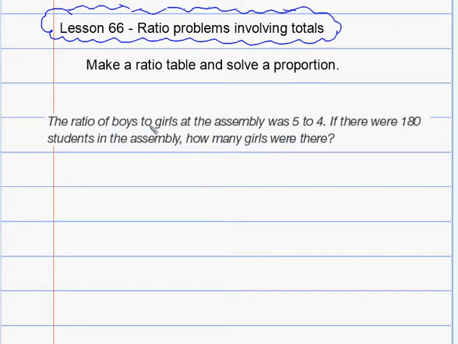The ratio of boys to girls in an assembly was 5 to 4. If there were 180 students in the assembly, how many girls were there? Okay, so we're going to start by making a ratio table. And we know we're going to have a ratio column, and we're going to have an actual column.